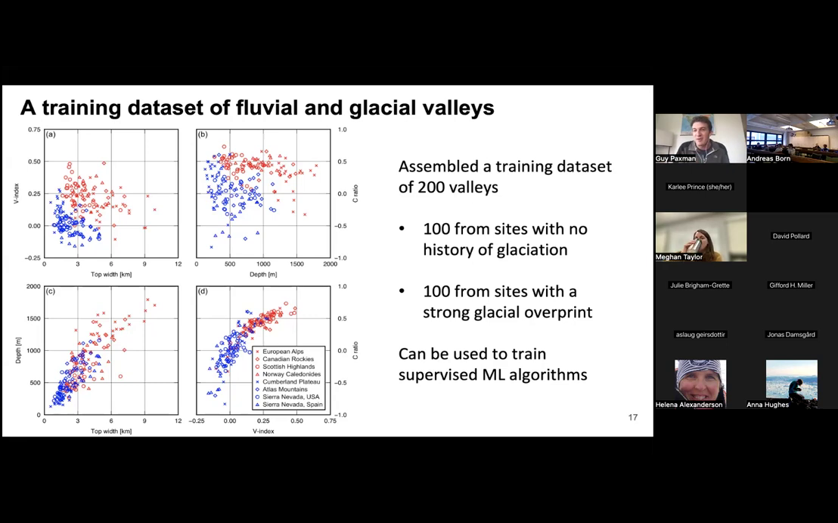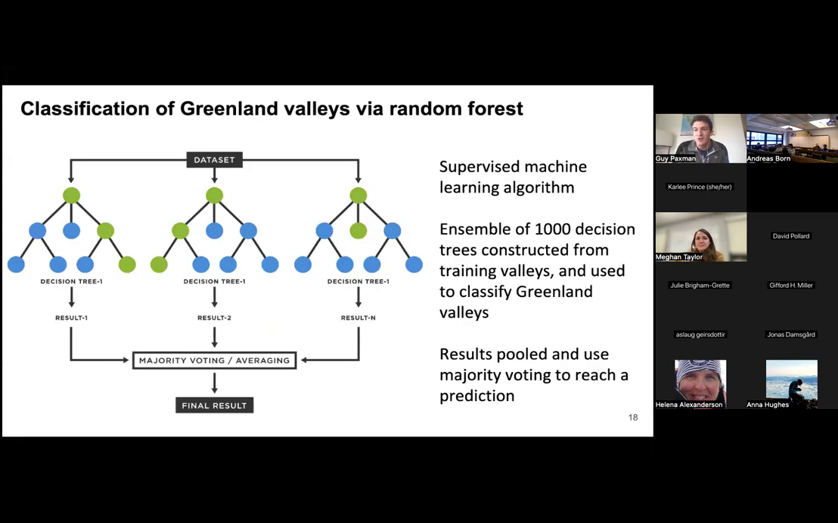And that's the training data that we can then use to train supervised machine learning algorithms, essentially. The algorithm that we chose for this was random forest, which some of you may well have come across. Essentially, the idea is that a random forest is built up of a lot of different decision trees.